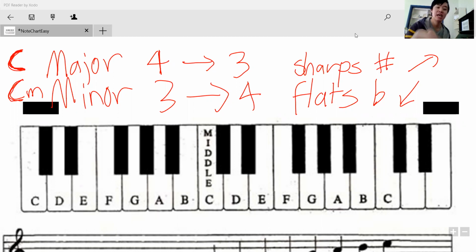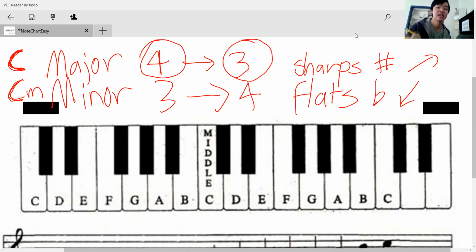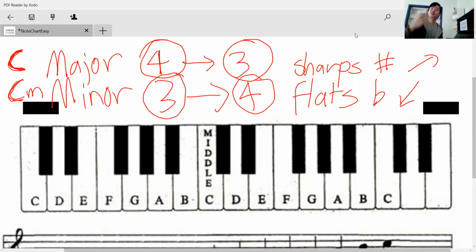Major is 4 and 3. So we have the big number first, because major is big, like the major premiership of the AFL. And minor is 3, then 4. So we have the small number first. Remember that there's only 4s and 3s. We only need to remember two numbers.